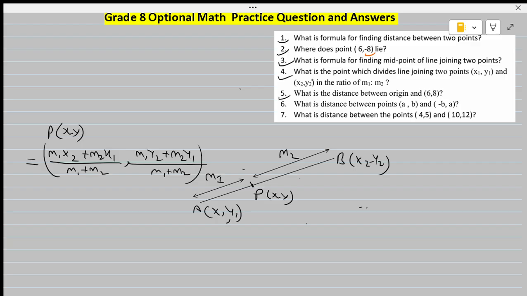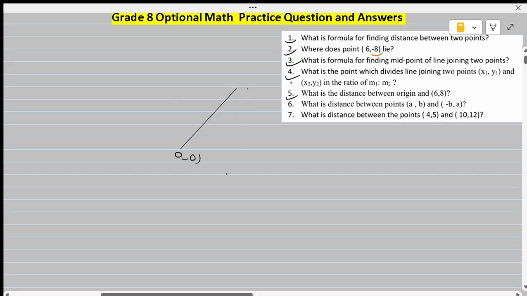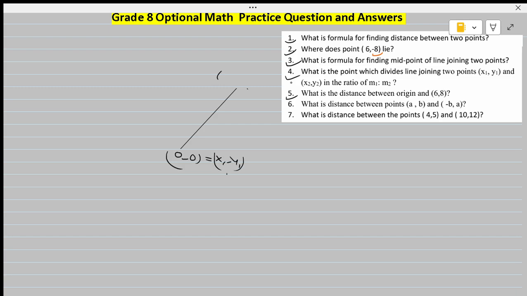Now I go with number 5. In number 5 it says: what is the distance between the origin and (6, 8)? Let's make this clear first. Here we have to find the distance between the origin and (6, 8). The origin is the first point, which we consider as (x1, y1), and the next point is (6, 8), point A. The second point we consider to be (x2, y2). So the distance we have to find is OA.